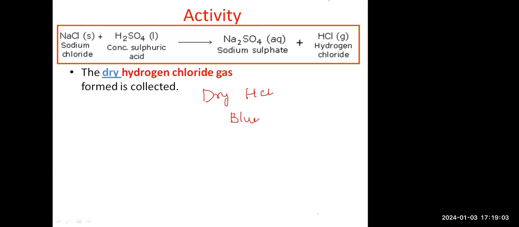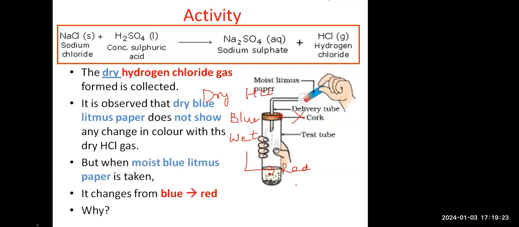But surprisingly, it does not change the color. No change in color is seen. But when this litmus paper is made wet, then it changes to red color. See the diagram. You can see the litmus paper. It is moist litmus paper. It is blue in color. When it comes in contact with this HCl gas, here in this test tube, the HCl gas is there.